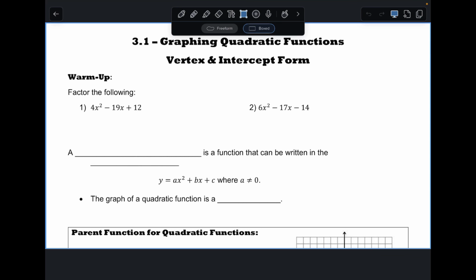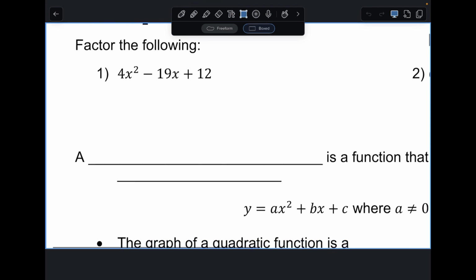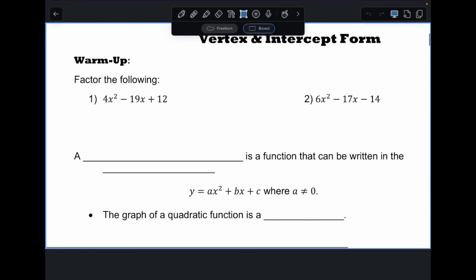So these first two are factoring. We're going to do the first one together. The second one we'll do individually. So first step to factoring anything, what am I looking for? GCF. Do I have a GCF in this case? No. So I need two numbers that multiply to what?